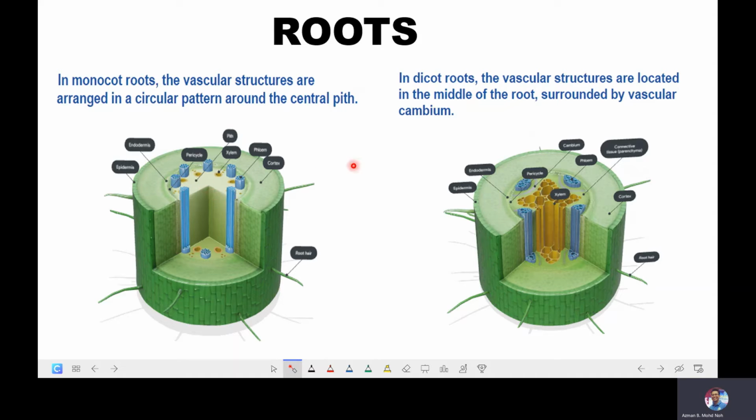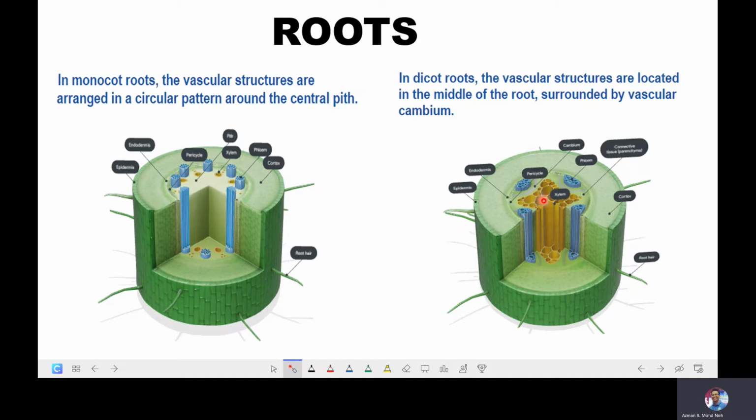Meanwhile, if we look at the dicot root, on the outermost layer it is still covered by the epidermal tissue, and we can also see the root hair here and there, for the absorption of water and nutrients from the soil. Over here will be the cortex region, consisting of parenchyma cells. And towards the middle, you will be able to see the vascular bundles.